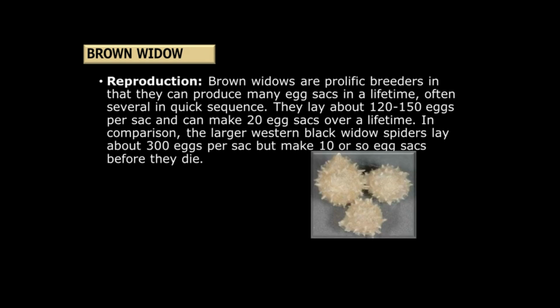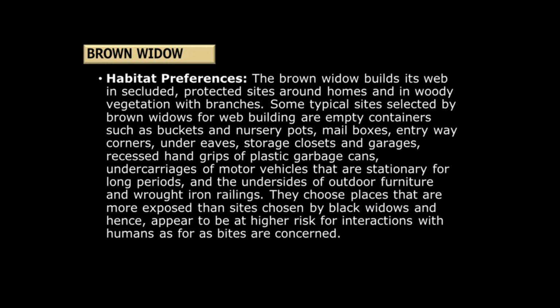Reproduction. Brown widows are prolific breeders, in that they can produce many egg sacs in a lifetime, often several in quick sequence. They lay about 120 to 150 eggs per sac and can make 20 egg sacs over a lifetime. In comparison, the large western black widow spiders lay about 300 eggs per sac but make 10 or so egg sacs before they die.